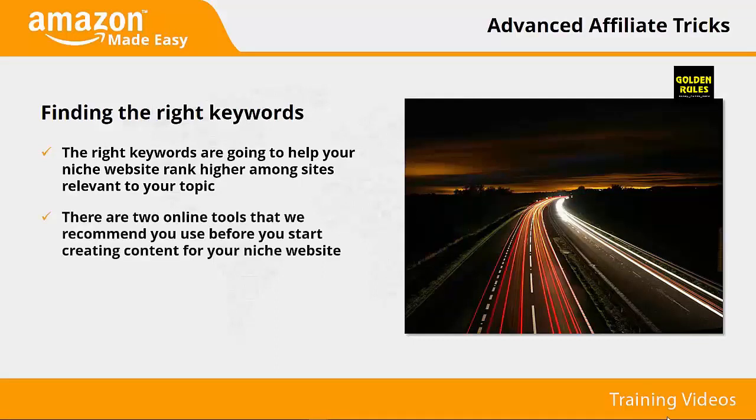There are 2 online tools that we recommend you use before you start creating content for your niche website. These tools will help you find other keywords that are relevant to your niche, as well as whole phrases used by customers during their research before making purchases. Google Keyword Planner. The Google Keyword Planner can help by allowing you to get search data related to your keywords. Simply go to adwords.google.com/keyword planner and log in using your Google account.